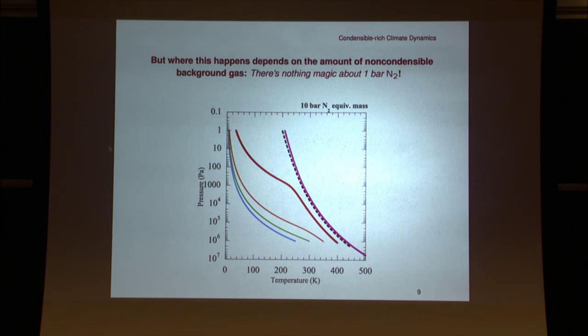In a lot of the calculations you see about hypothetical terrestrial-type exoplanet atmospheres, people throw in a bar or so because that's what they're used to. But in fact, we don't even know why there's about one bar of nitrogen on Earth, or why there's any nitrogen on Earth, and why we didn't lose it all during the moon-forming collision.